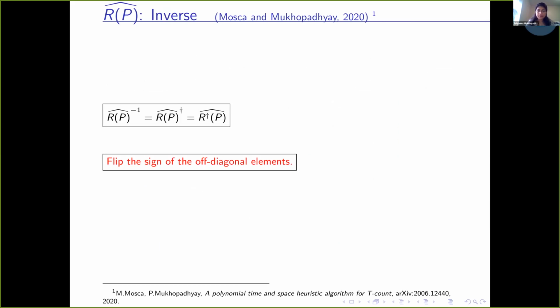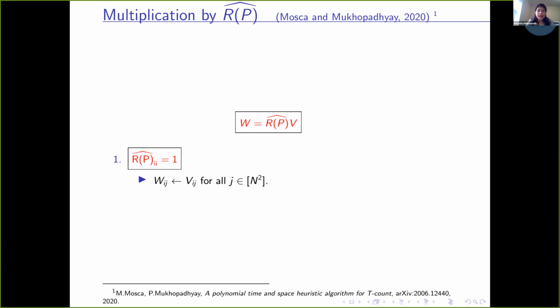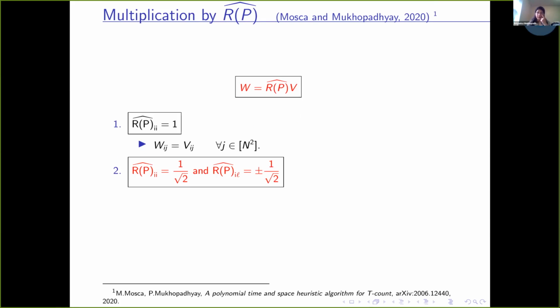Now, the inverse of these matrices is easy to calculate. Just flip the sign of the off-diagonal elements. Now, what happens if we multiply any unitary with the channel representation of an R_P unit? For example, W is the product obtained after multiplying V by the channel representation of some R_P. If the ith diagonal element of R_P hat is 1, then the ith row of W is equal to the ith row of V. If the ith diagonal element is 1 by root 2, suppose the ilth element is 1 by root 2, then this will imply that the lth diagonal element is 1 by root 2 and the lith entry is minus 1 by root 2.